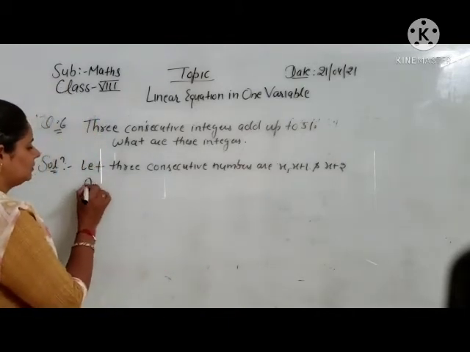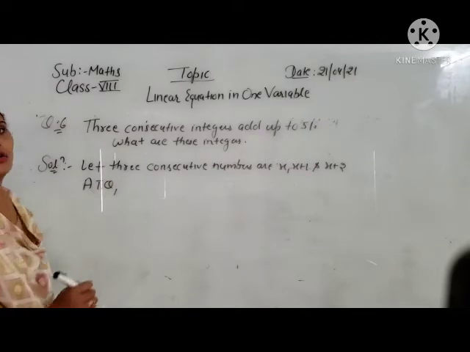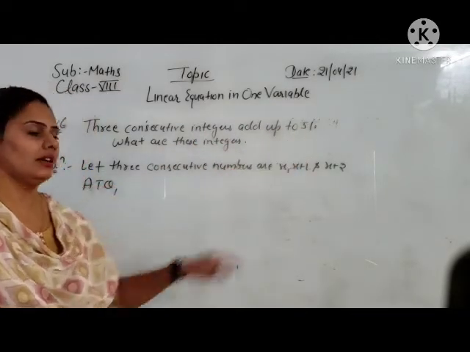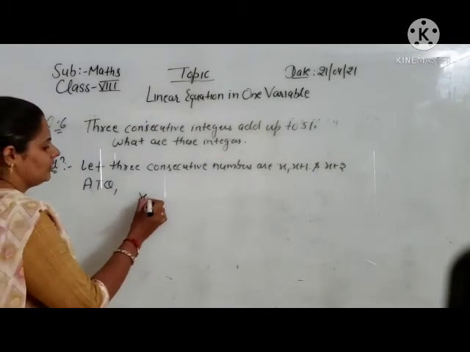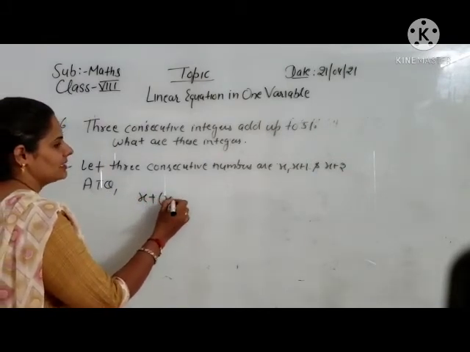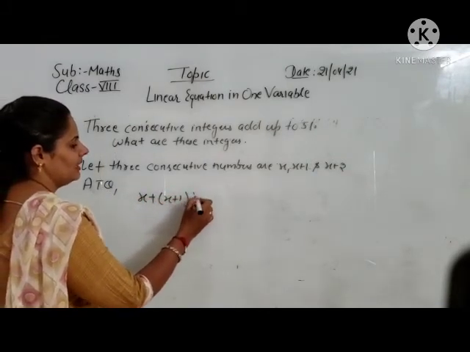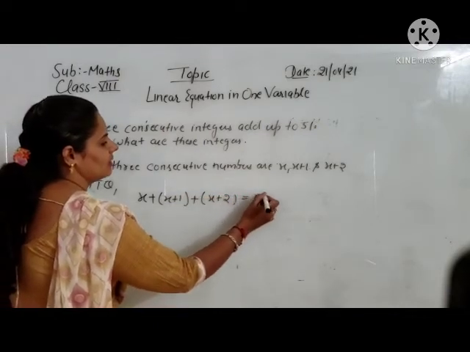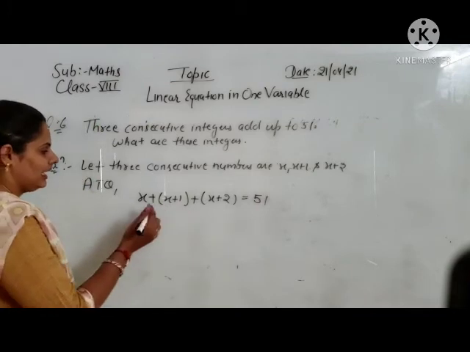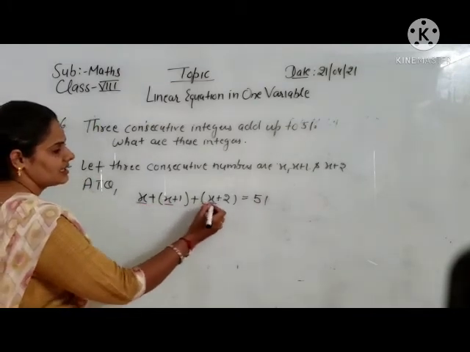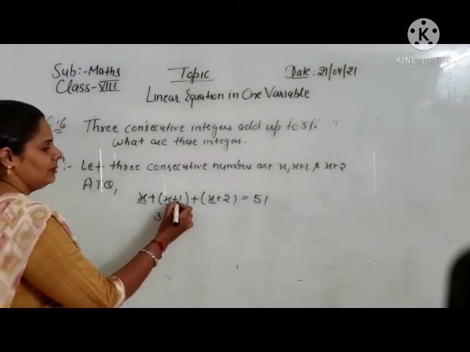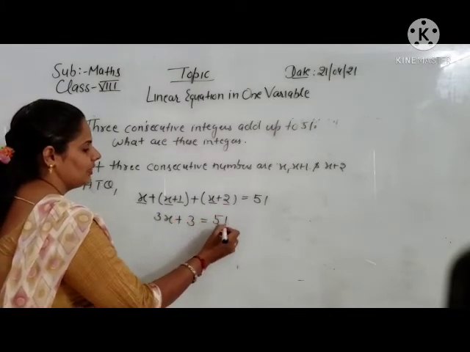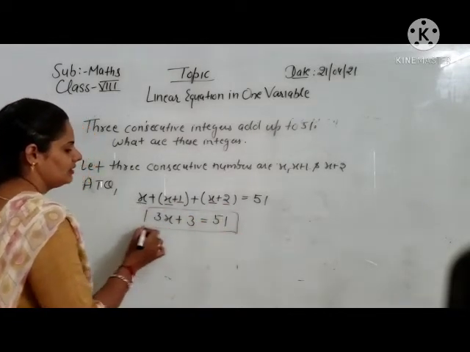Now according to the question, their sum is given as 51. It means x plus x plus 1 and the third number x plus 2, their addition is equal to 51. So you can add x, x and x, it will be 3x, and plus 1 plus 2 you will get 3, so 3x plus 3 is equal to 51.